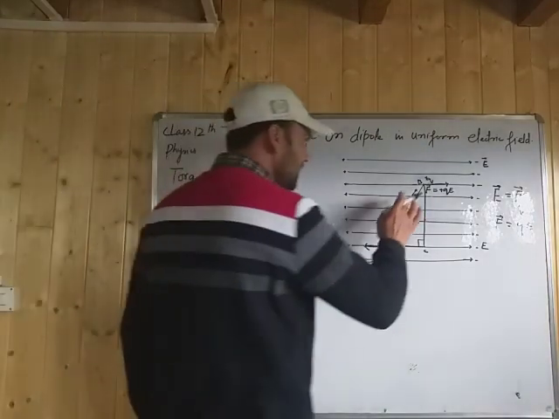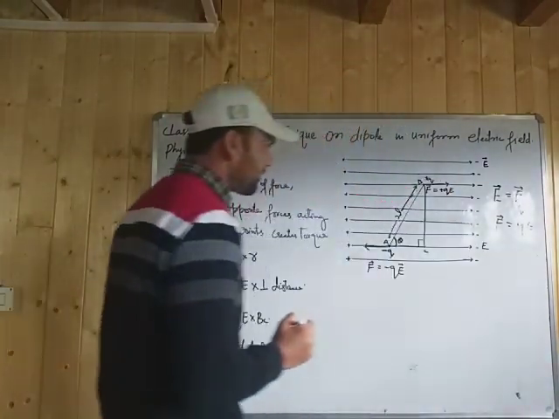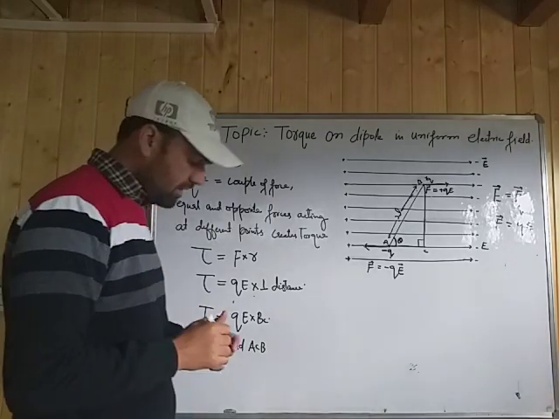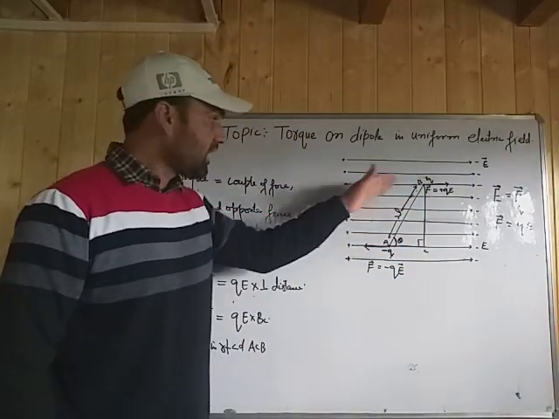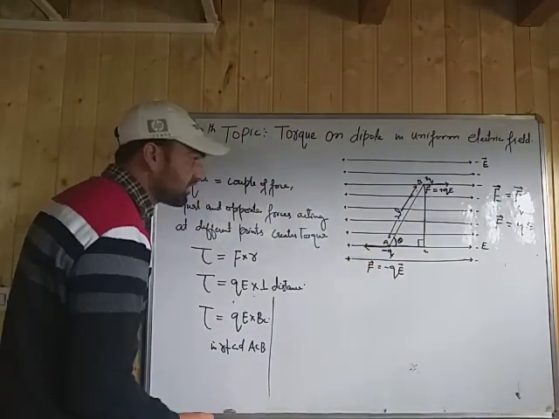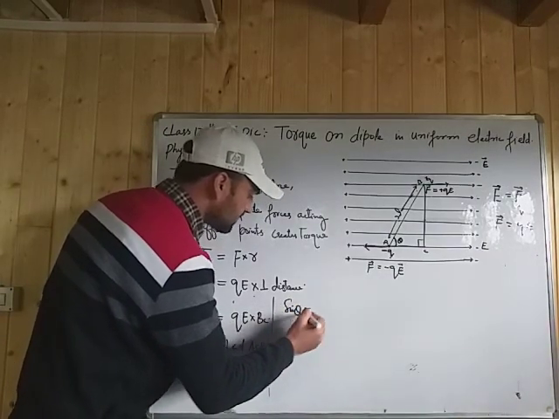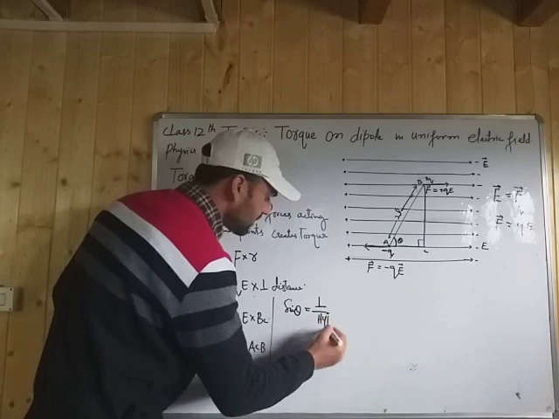So we have 2L here. We can write here it is 2L. That's the dipole length. Then if we have to calculate the perpendicular, and the hypotenuse is given, so we will apply the trigonometric ratio, that is sine of theta, that is equal to perpendicular divided by hypotenuse.